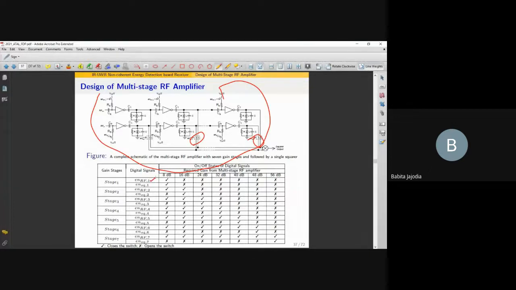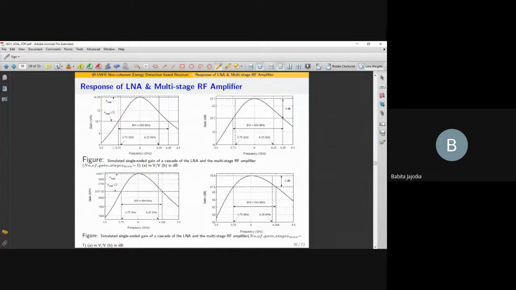So En RF1, En square 1. This will enable which stage is to be working, and this will enable which output should be connected to the squarer. Okay, and the tick and the cross mark indicate close the switch and open the switch. You can see it has come up with 7 stages, each stage contributing 8 dB. So these are the results.